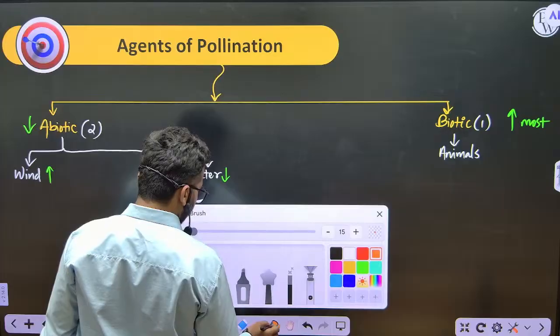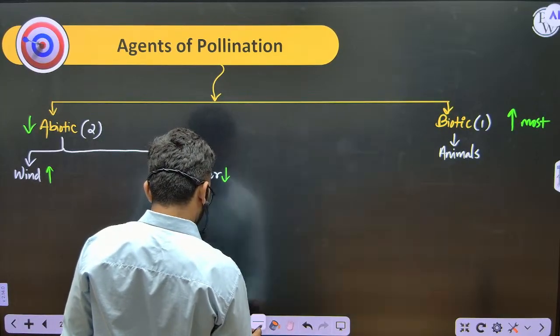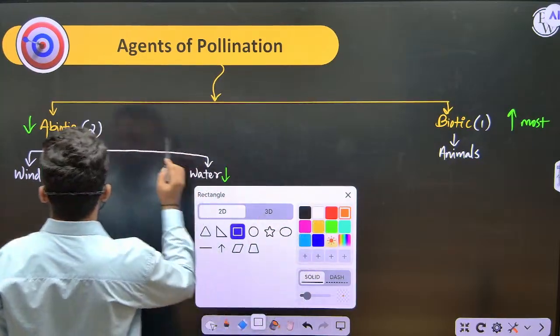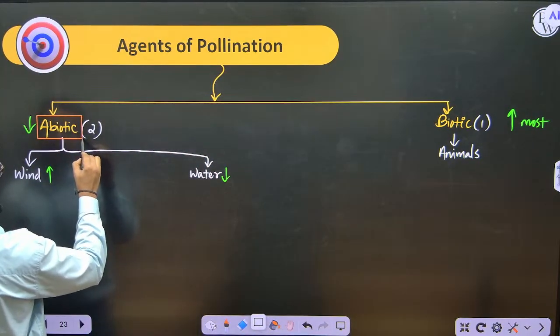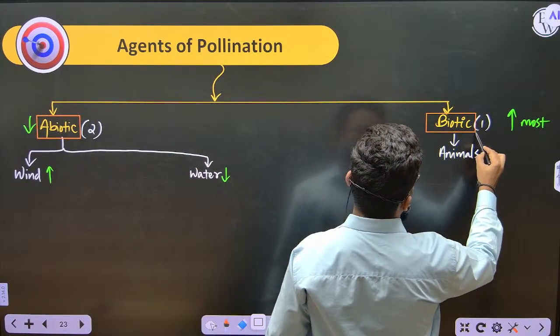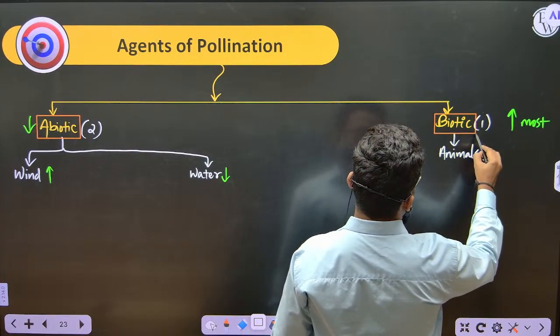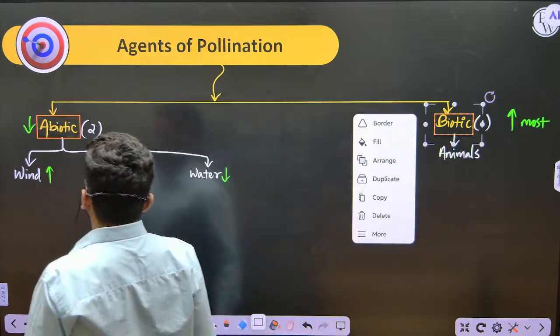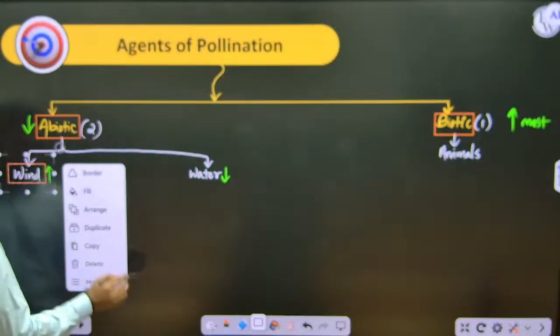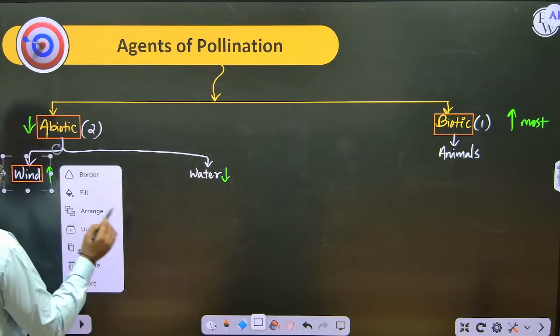So here it is abiotic and the other one is biotic. In abiotic again two types are there, that is wind pollinated and water pollinated.